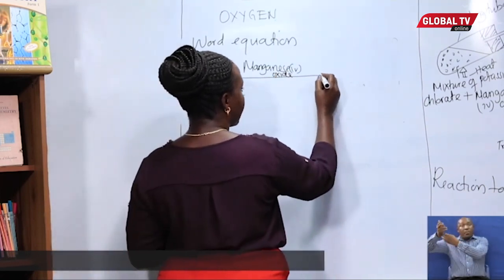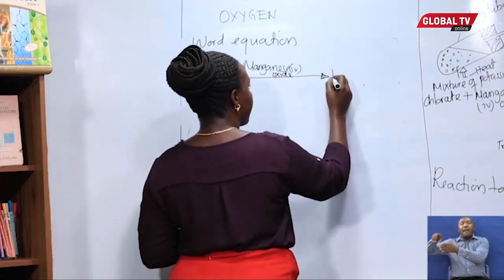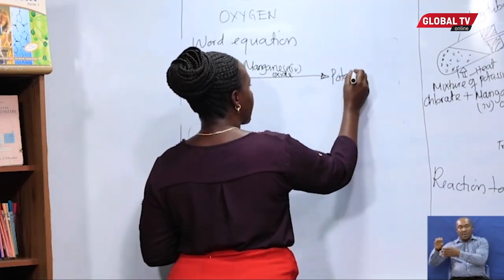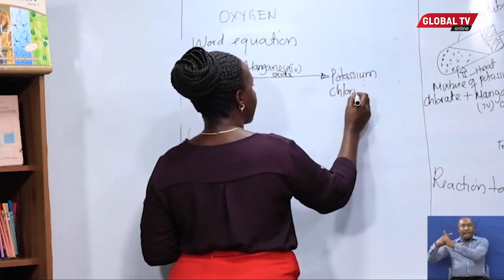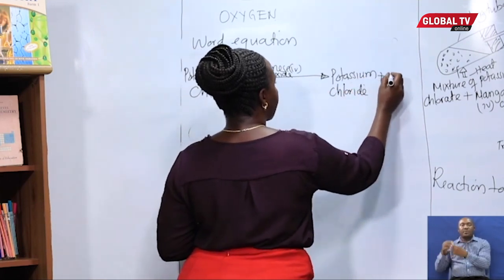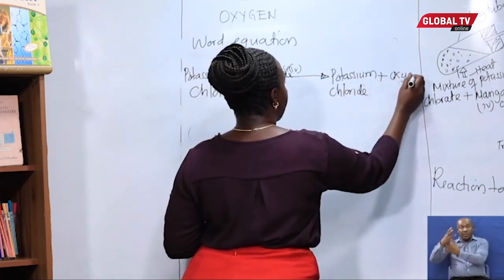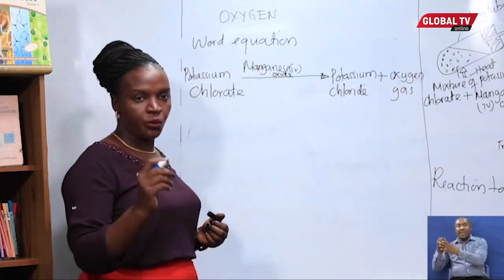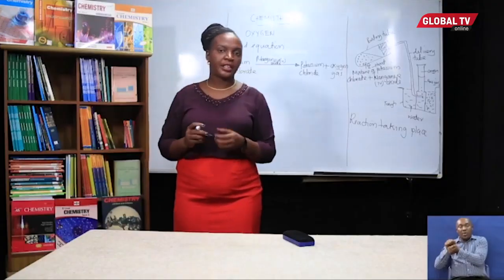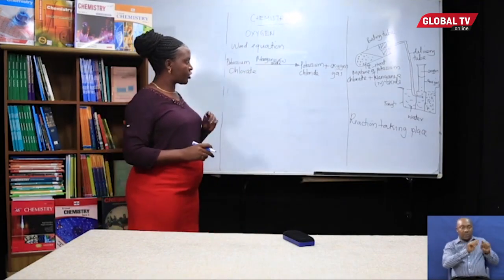This arrow indicates the product. It is potassium chloride, then plus oxygen gas. So we are getting potassium chloride plus oxygen gas. That is the product which is getting out during the reaction in the boiling tube.